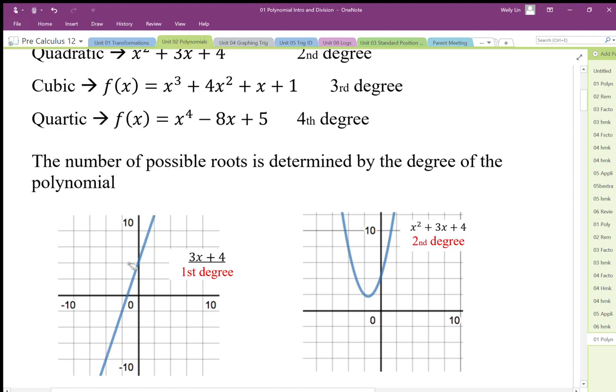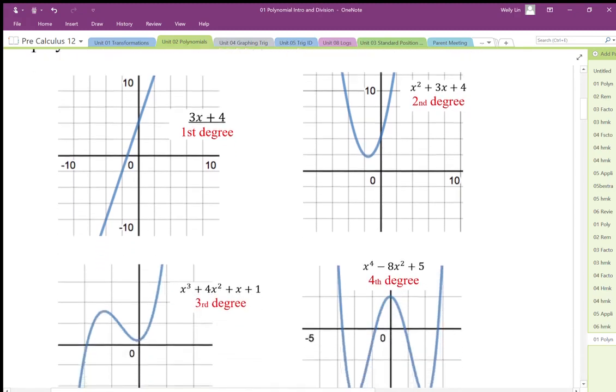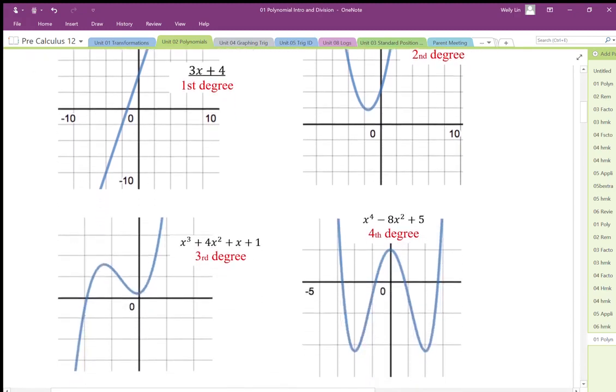So this line tells us we could have one root. This curve here tells us we could possibly have two. Now notice that we don't have two here, we have 0. But it could possibly have 2, because this graph could have been shifted down. You could have 2 roots. So the degree is telling us something about the shape, which then tells us how many possible roots we could have. So when we talk about a third degree polynomial, a third degree polynomial looks like this.